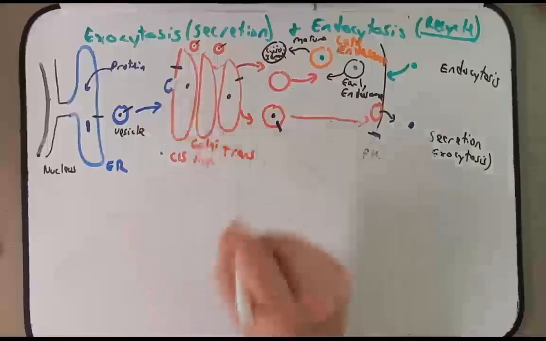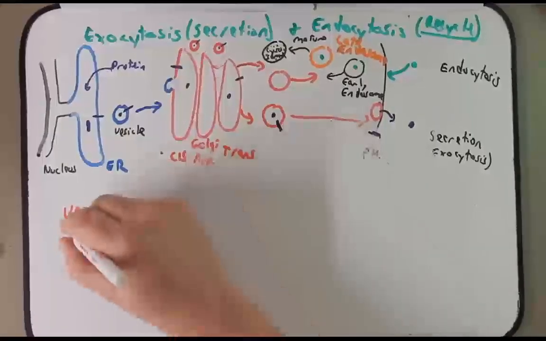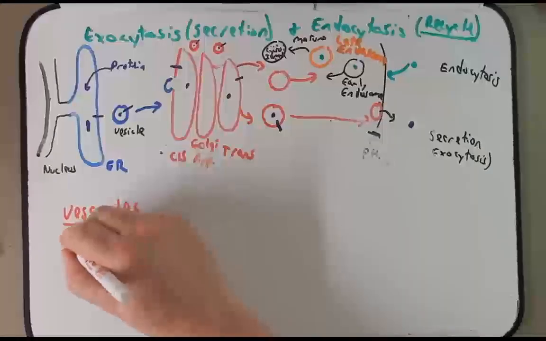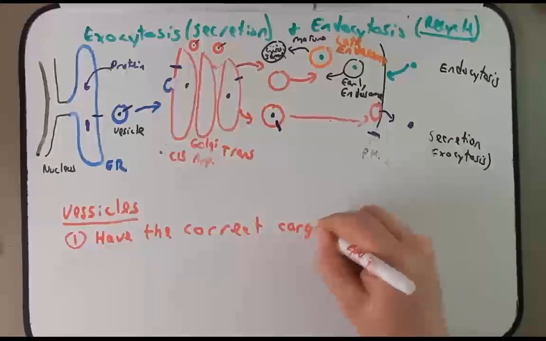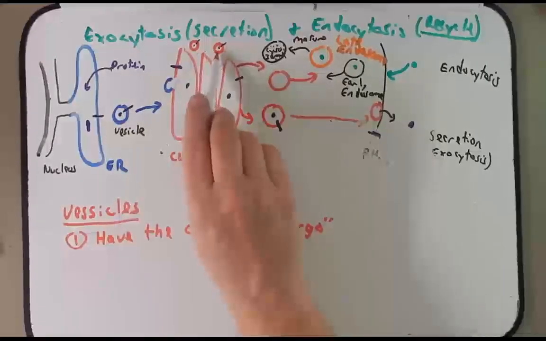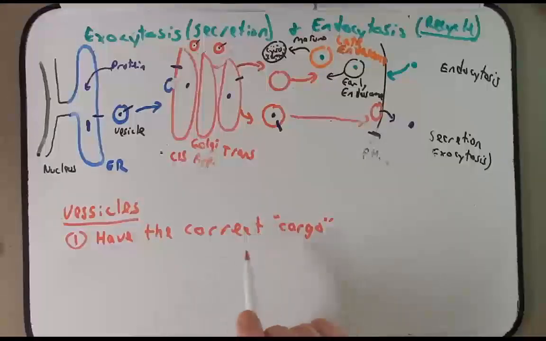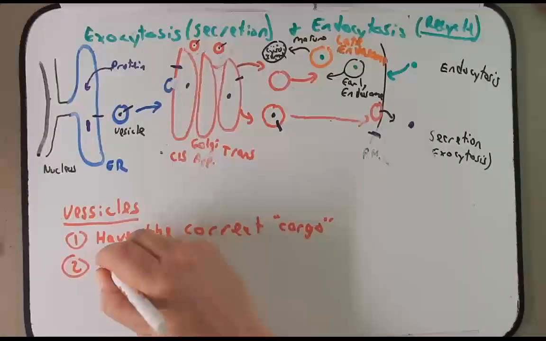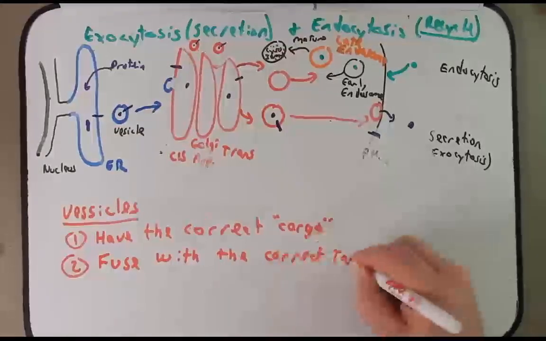So I want to spend just a moment here talking about these vesicles. There are two features of these vesicles that must be true. The first is that it must have the correct cargo. And when I say cargo, I mean the protein. Either this protein here, this protein in this vesicle, the protein that's being brought in from the outside. It has to have the correct cargo. And the second thing is that these vesicles have to fuse with the correct target.